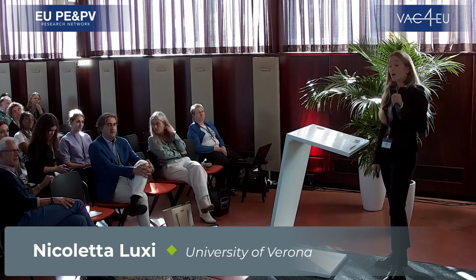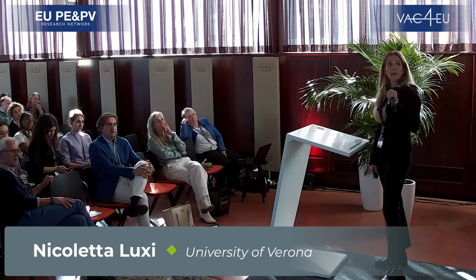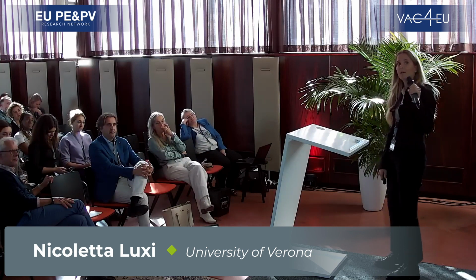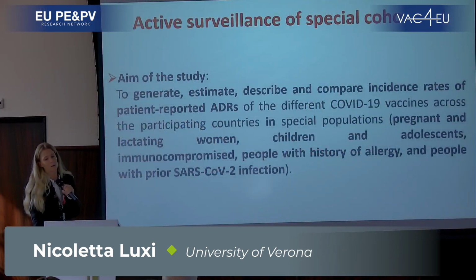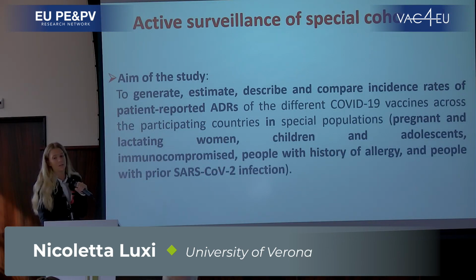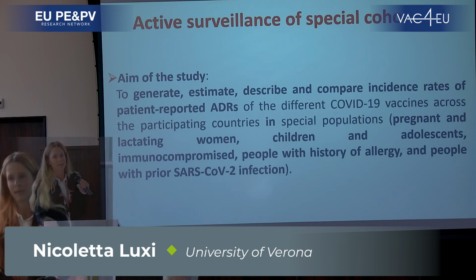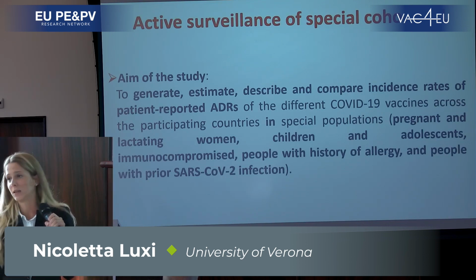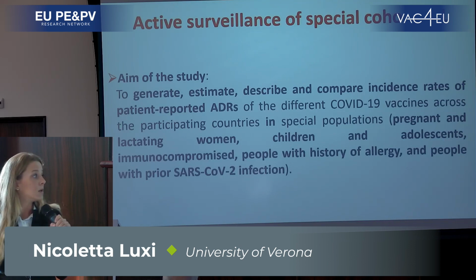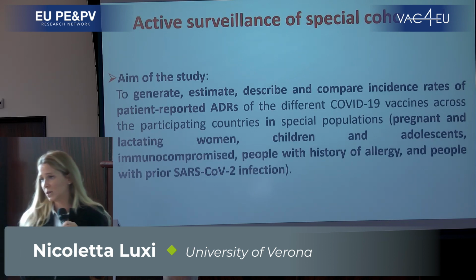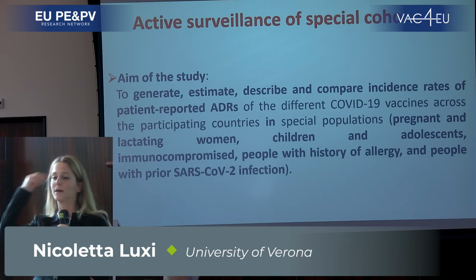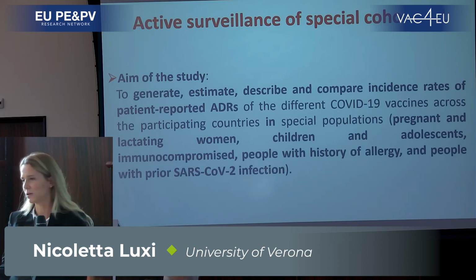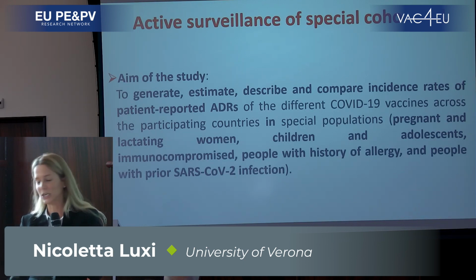The aim of the Work Package 1 was to generate, estimate, describe and compare incidence rates of patient-reported outcomes of different COVID-19 vaccines across different countries in pregnant and lactating women, children and adolescents, immunocompromised people, people with history of allergy, and people with prior SARS-CoV-2 infection, as these special cohorts were excluded from pivotal trials, at least initially.